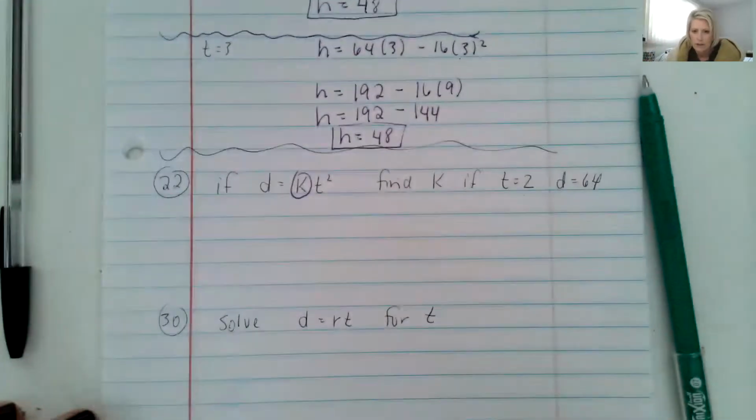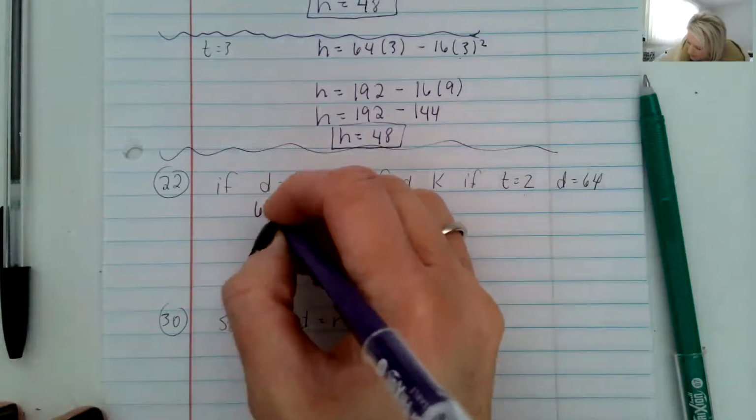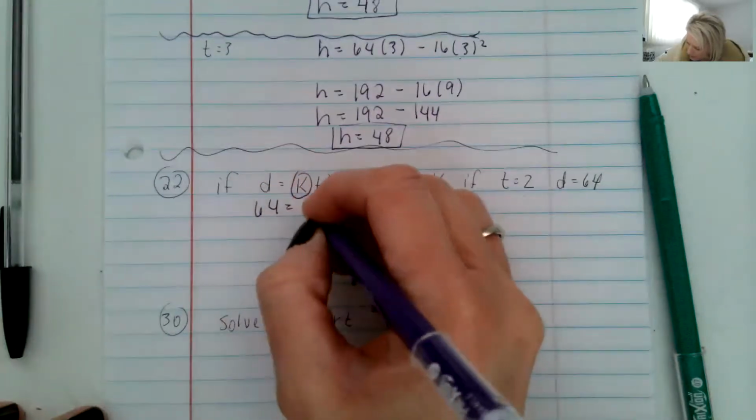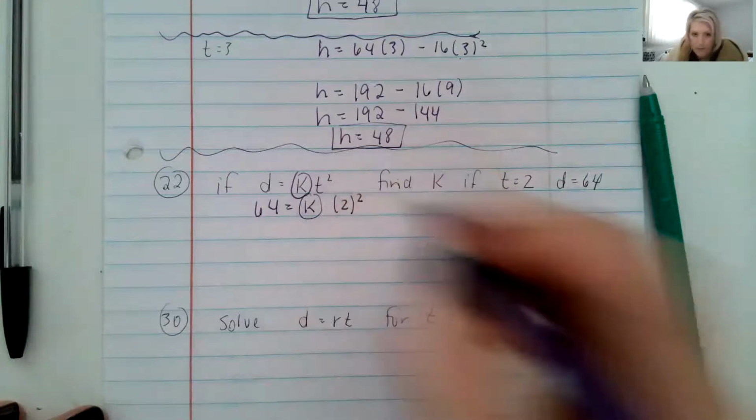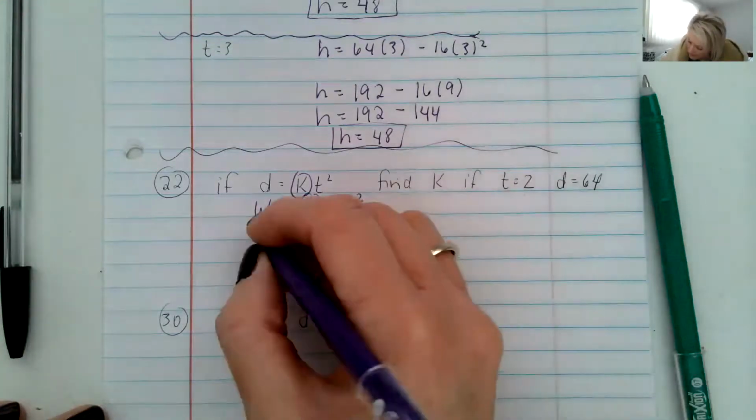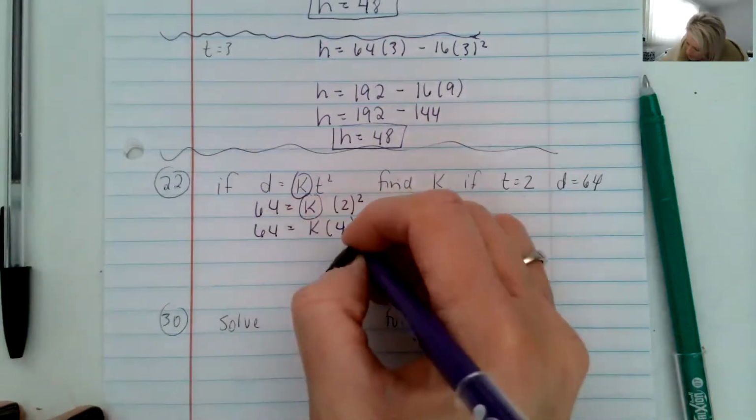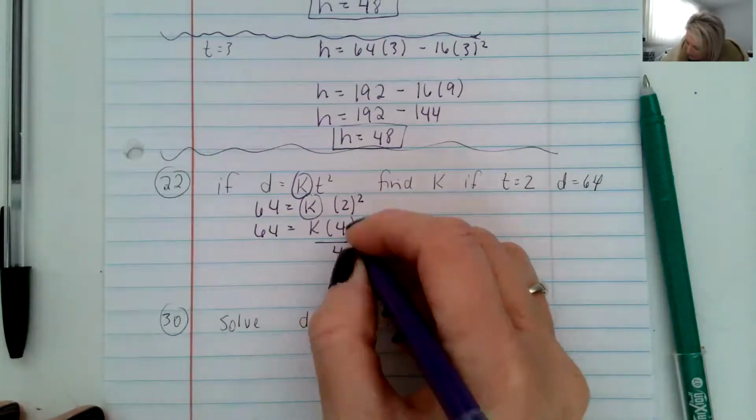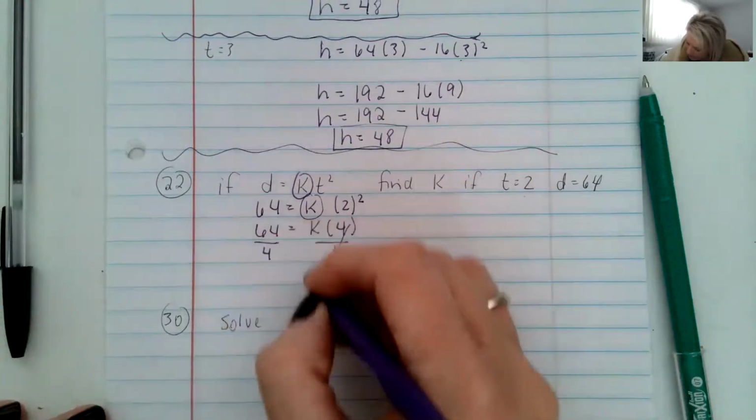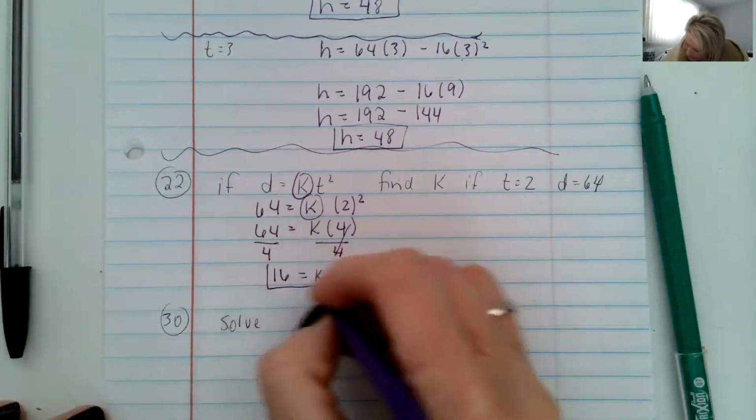So I'll get a little focus here. D is 64. Let's just replace it. We're trying to solve for K and T is 2. So 64 equals K times 2 squared, which is 4. So we're going to divide by 4 to cancel that out, and divide by 4. So K equals 16.